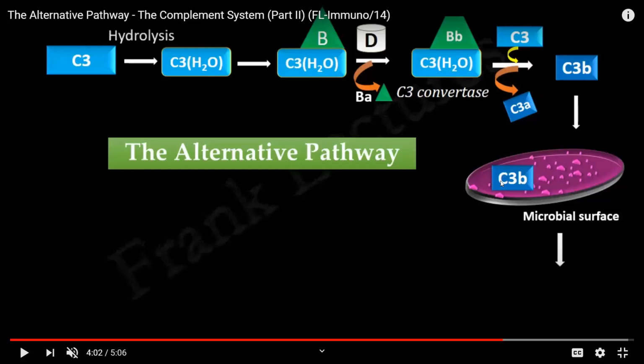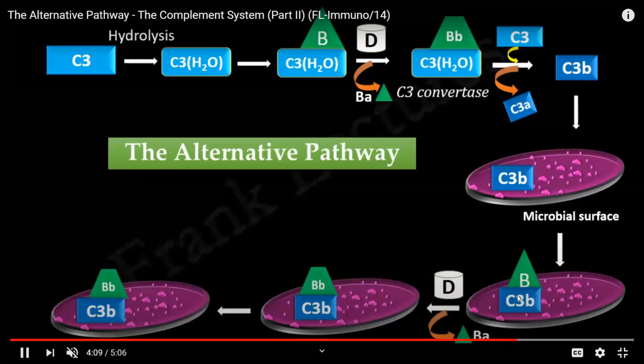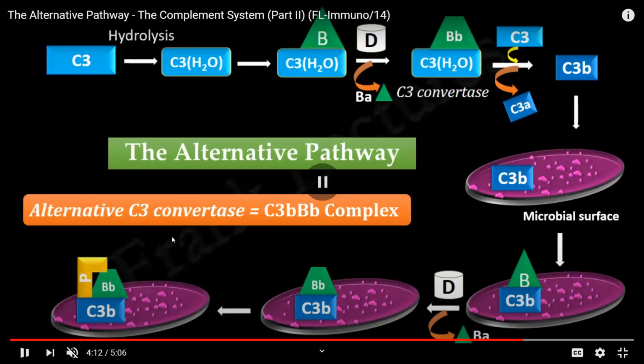Then what happens as it attaches itself to the microbial surface? The same process will repeat here. The C3 on C3b, now the B factor will come and join, and to it the D factor will join and cleave it into BB and BA, and then it will form this convertase again, that is C3b BB, and since this is unstable, properdin will come and stabilize it by forming a covalent bond. This C3b-BB complex is known as the alternative C3 convertase.